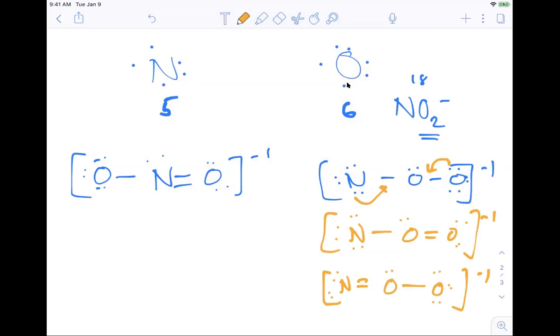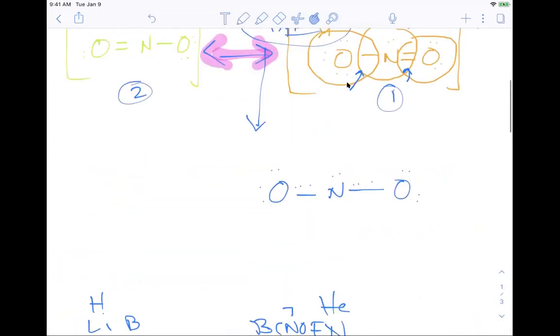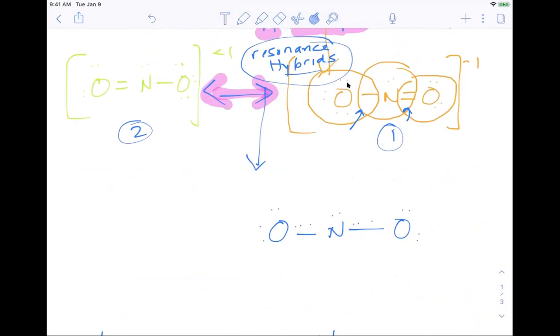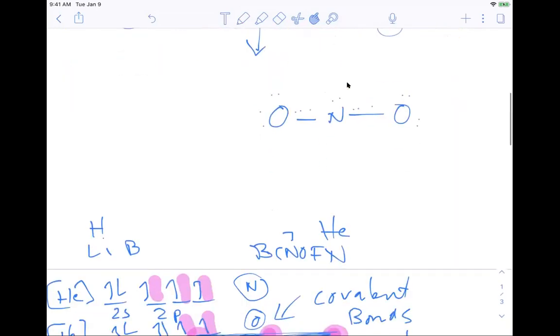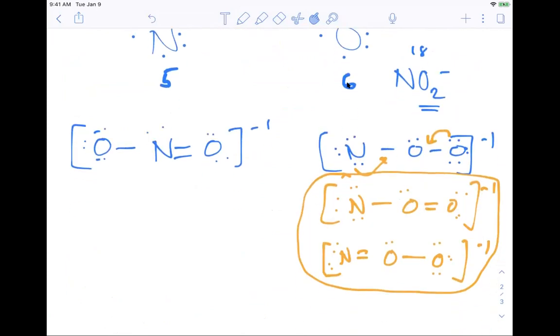By the way, these are not in resonance. Somebody know why that's not an example of resonance? Anyone want to take a stab at that? Why is that not an example of resonance, whereas this is an example of resonance? Because nitrogen has to be the central atom. That's one thing, but if you look at this particular picture, the double bond is between nitrogen and oxygen on one side or between nitrogen and oxygen on the other side. If we come over here, the double bond is between oxygen and oxygen on one side or nitrogen and oxygen on the other side. It's not equivalent, right? These are not equivalent structures.